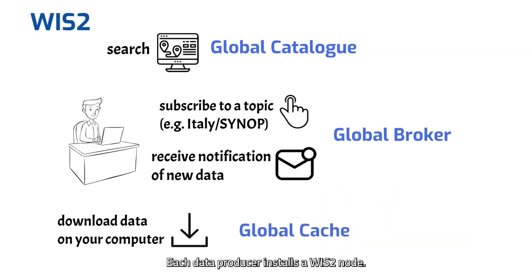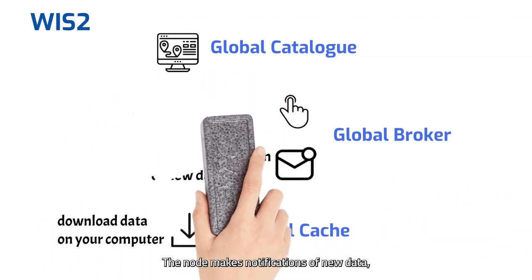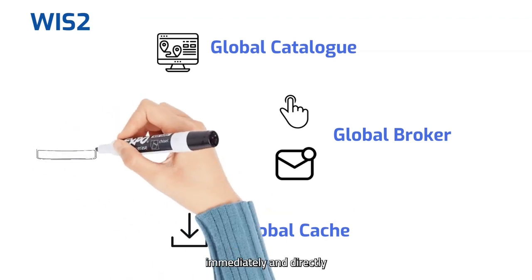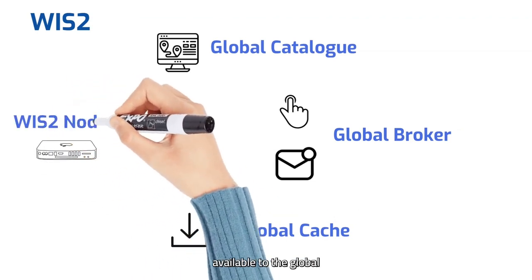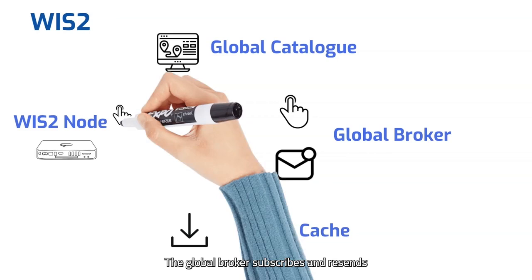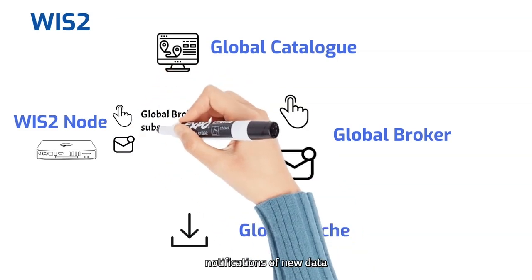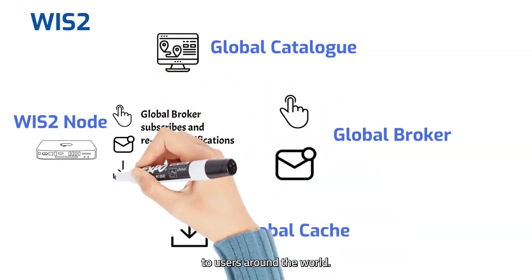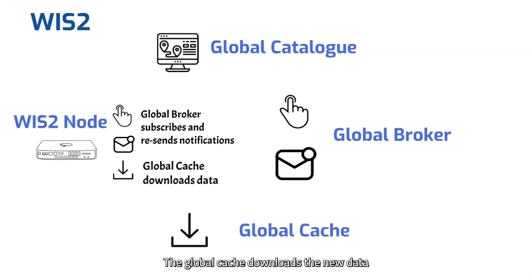Each data producer installs a WIS 2 node. The node makes notifications of new data immediately and directly available to the global cache and global broker. The global broker subscribes and resends notifications of new data to users around the world. The global cache downloads the new data to these users throughout the global community.